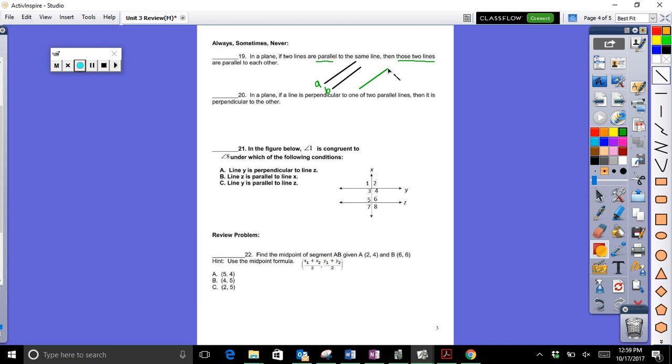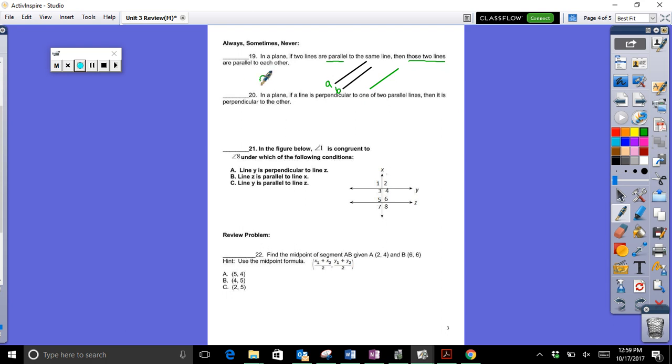Okay, so if I tell you that A is parallel to B and B is parallel to C, then you could also say that A is also parallel to C. This line is C. So you can make the conclusion that A is also parallel to C. So that would be always.